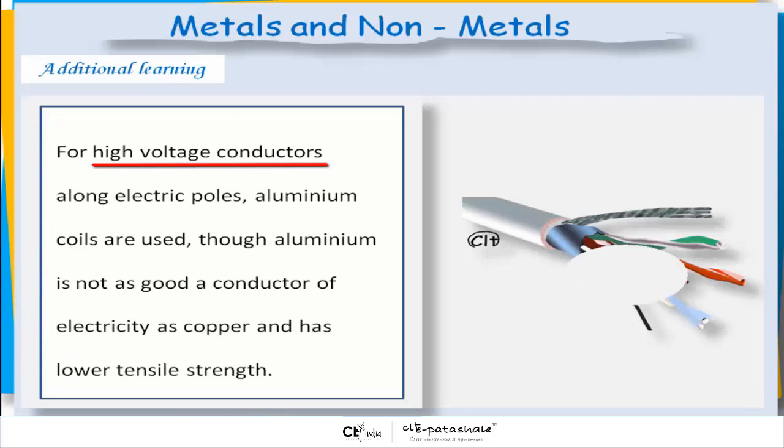For high voltage conductors along electric poles, aluminium coils are used, though aluminium is not as good a conductor of electricity as copper and has lower tensile strength.